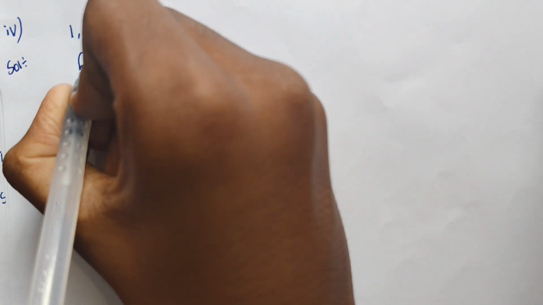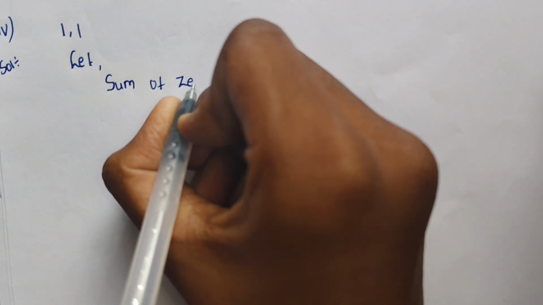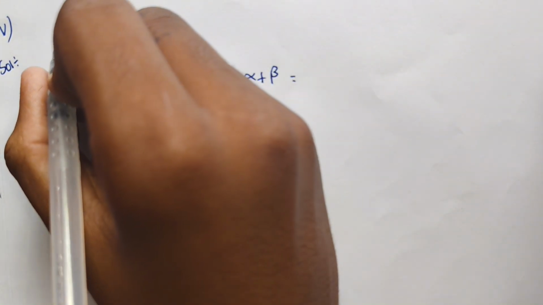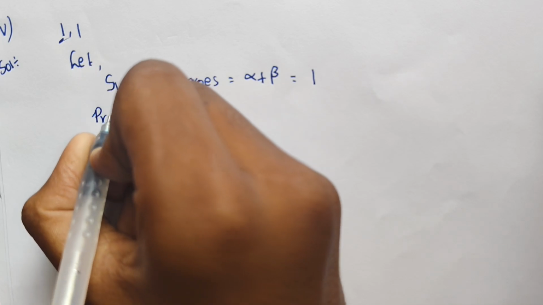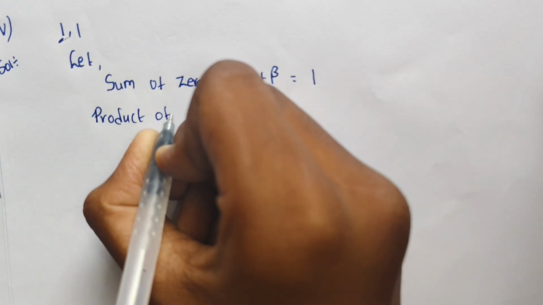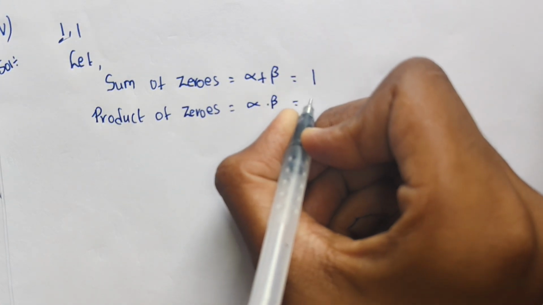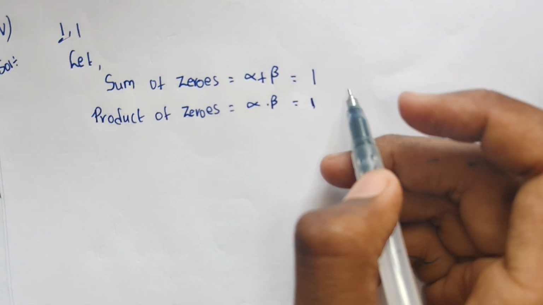Now here, fourth problem is 1 comma 1. So let us solve it. Let sum of zeros equals to alpha plus beta. The value of alpha plus beta is 1, and product of zeros equals to alpha into beta is equals to 1. Both the sum of zeros and the product of zeros are equal.